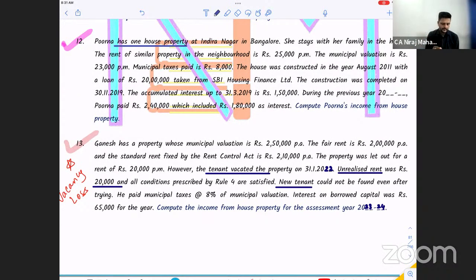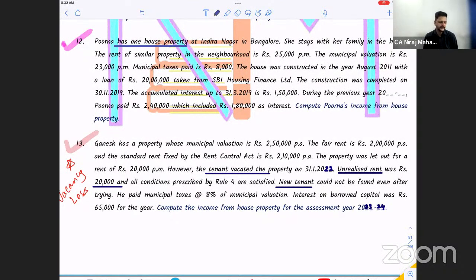Clear? Good. Now, please understand properly. The rent of similar property in the neighborhood, this much you understand? Similar property nearby is 25,000 rupees. What is this 25,000 rupees? From our house property point of view, what is the technical term for this? Why is it given? Very good, Mansi. Is it fair rent or standard rent or municipal valuation rent?